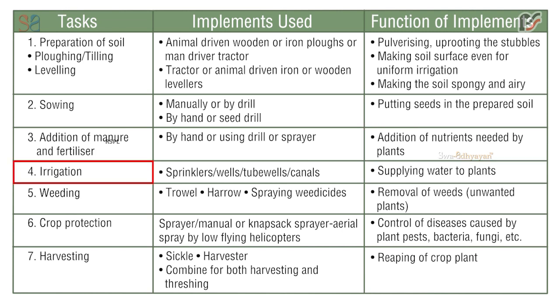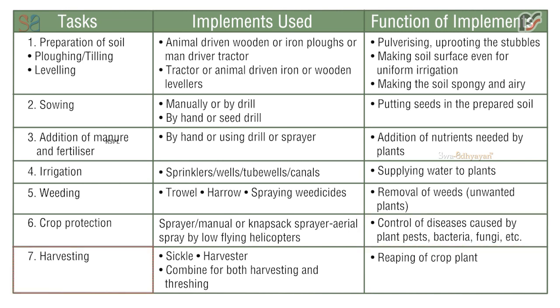Number 4, irrigation, sprinklers or wells or tube wells or canals, supplying water to plants. Number 5, weeding, trowel, harrow, spraying weedicides, removal of weeds, unwanted plants. Number 6, crop protection, sprayer or manual or knapsack sprayer, aerial spray by low flying helicopters. Control of diseases caused by plant pests, bacteria, fungi, etc.